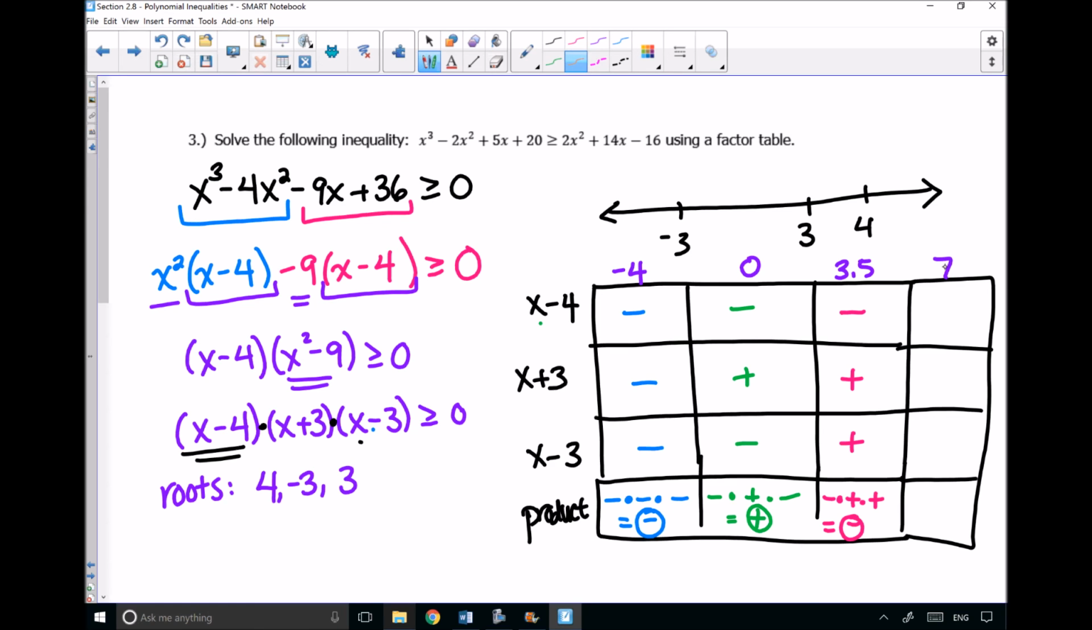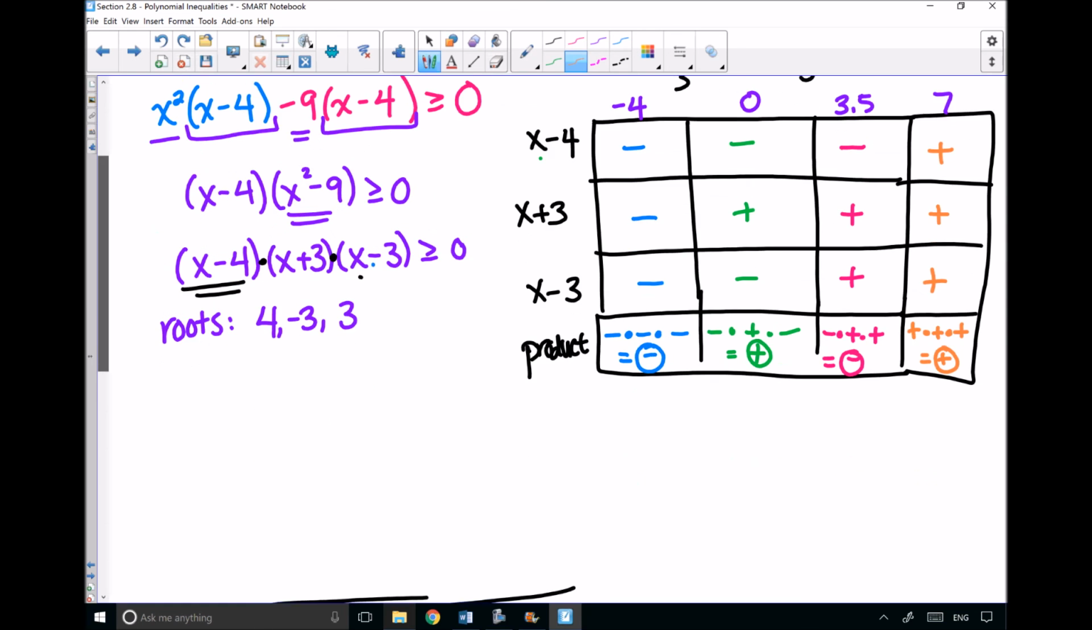Okay, so when I plug 7 in, I get 7 minus 4, which is going to give me a positive. Here, when I do 7 plus 3, I get a positive, and when I do 7 minus 3, I get a positive. When I multiply all my positives together, I end up getting a positive. Okay, so that's our factor table, but what conclusions can I make from my factor table?